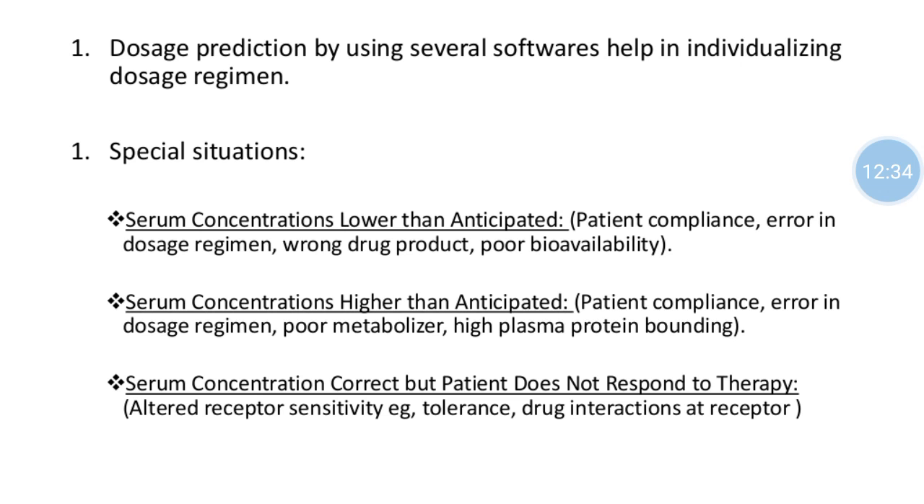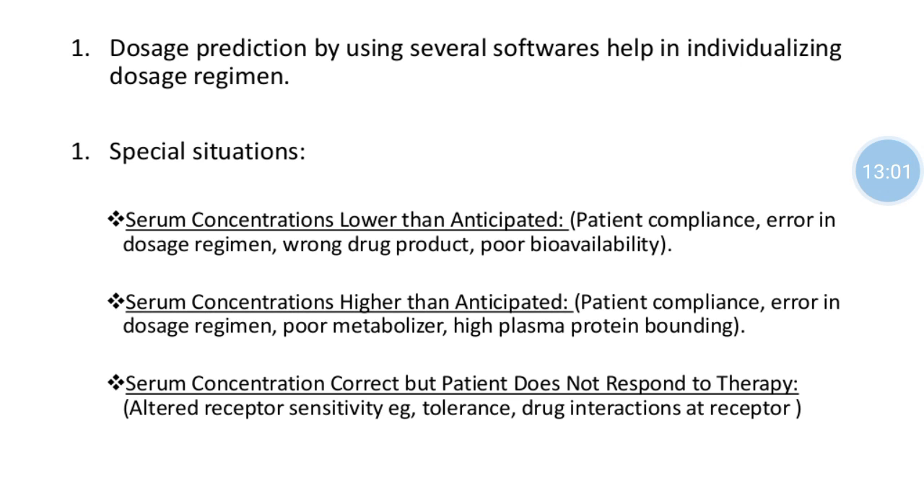Serum concentration higher than anticipated. Why? Due to a change in patient compliance, or an error in dosage regimen, meaning a large dose was given. Or very poor metabolism, so the drug is available in the bloodstream without being metabolized. Or high plasma protein binding, where the drug is bound to plasma protein, which increases the serum concentration.